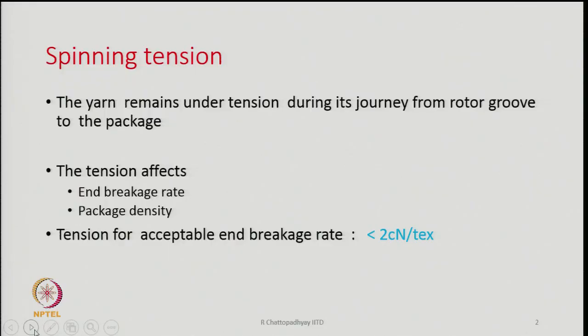Now, end breakage rate obviously will affect the productivity, and every breakage has to be replaced by a joint through a splicing operation, and a splice may sometimes lead to a kind of fault in the yarn, because it will never be exactly like the normal yarn. Hence, too many breakages means too many splice joints, and these splice joints could be a source of fault in the yarn in some cases.